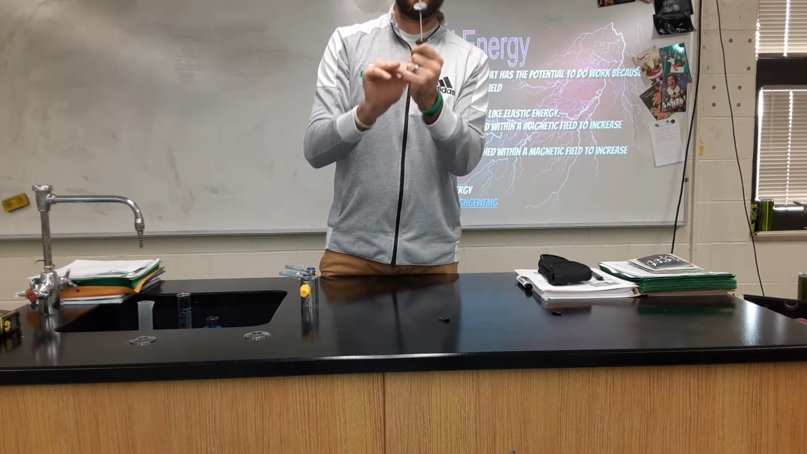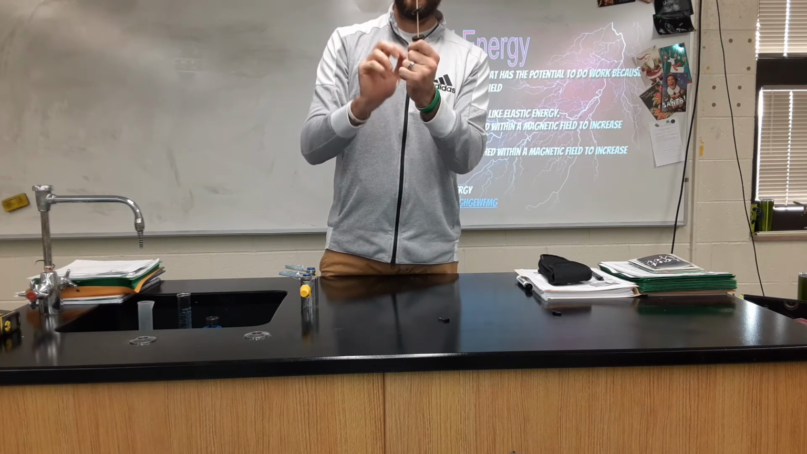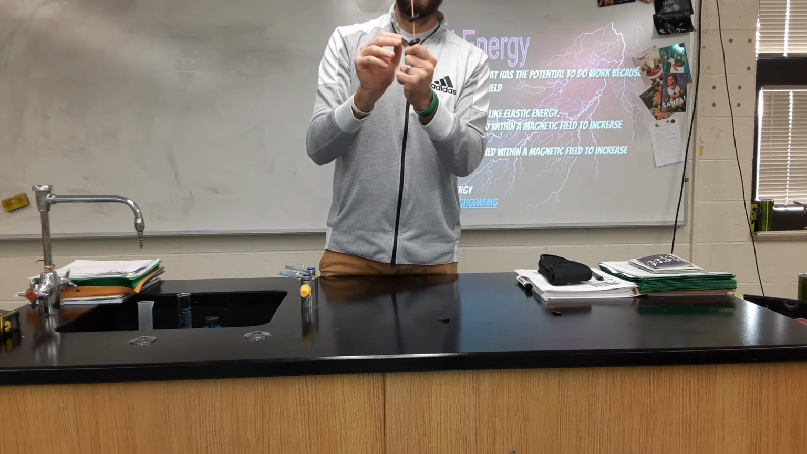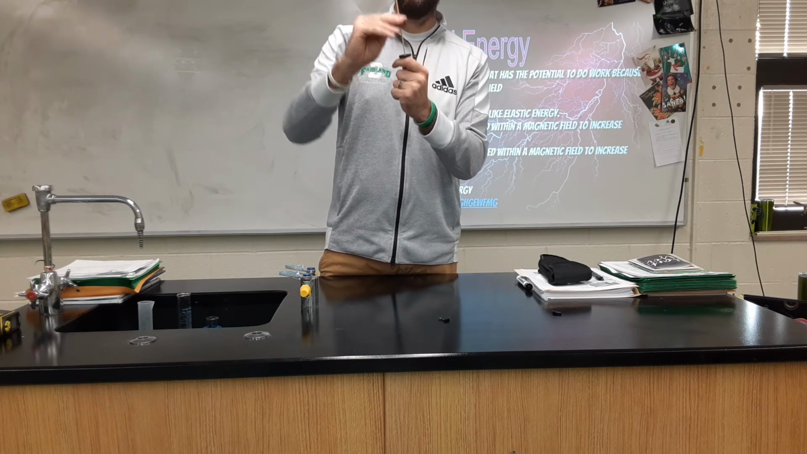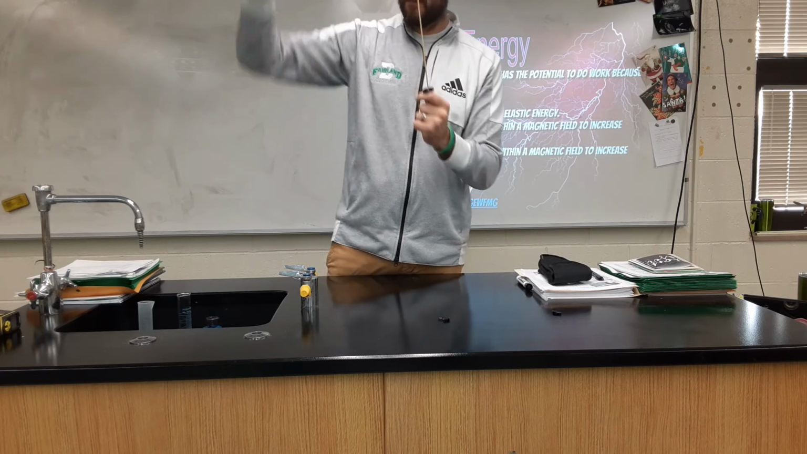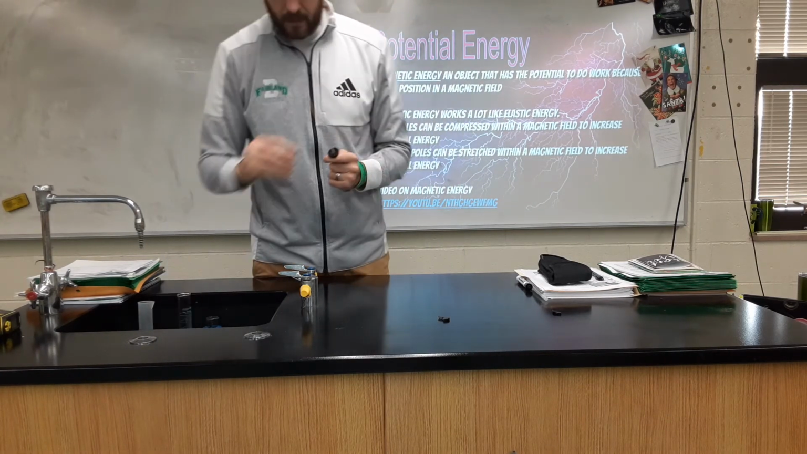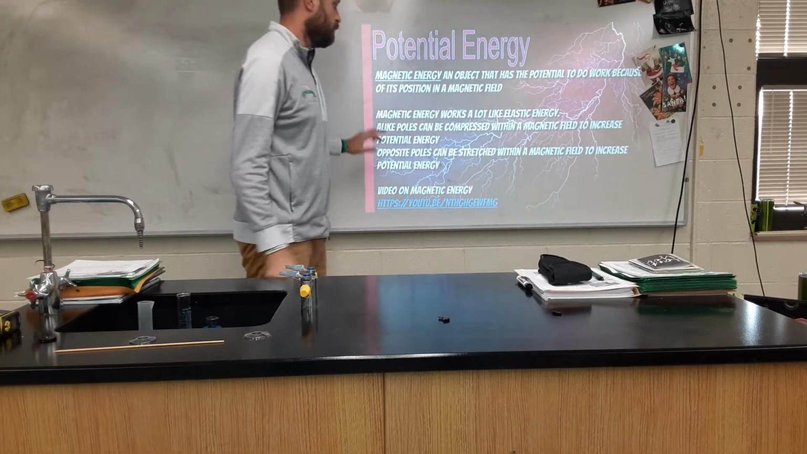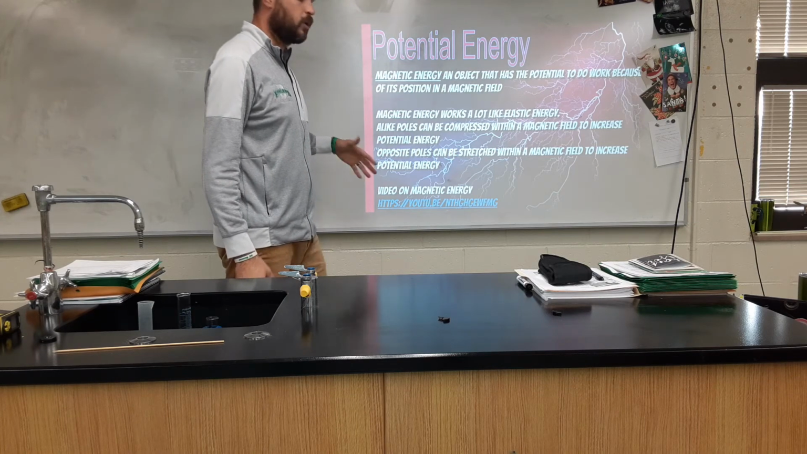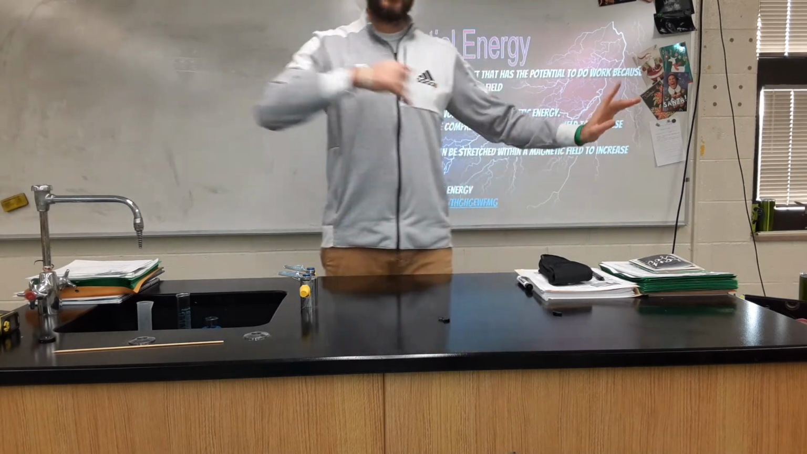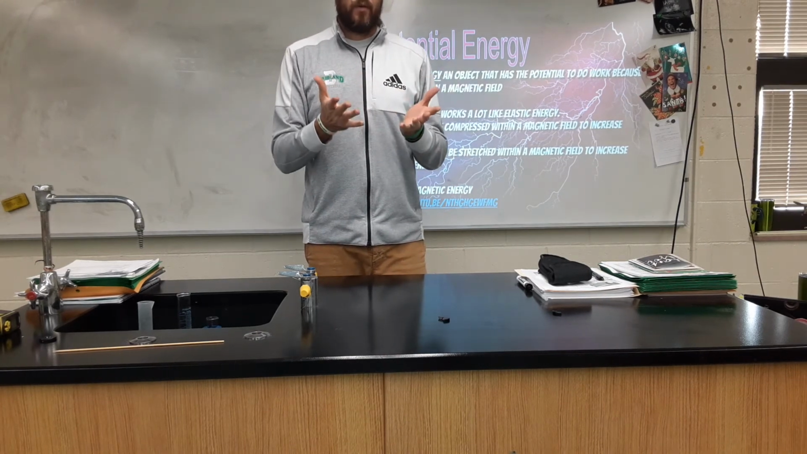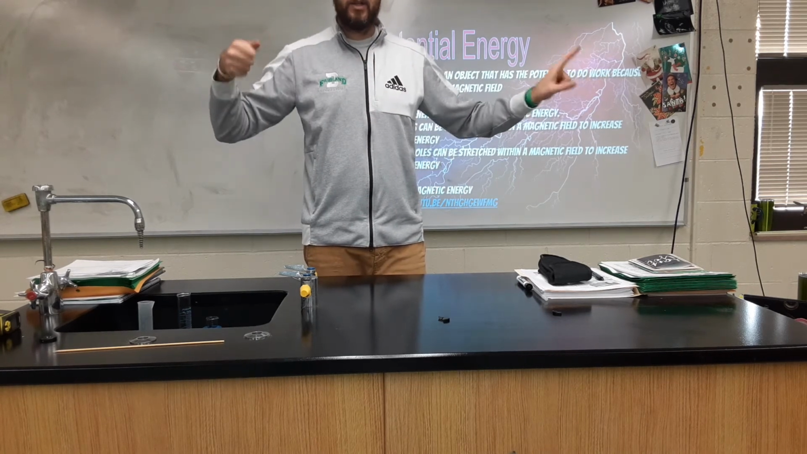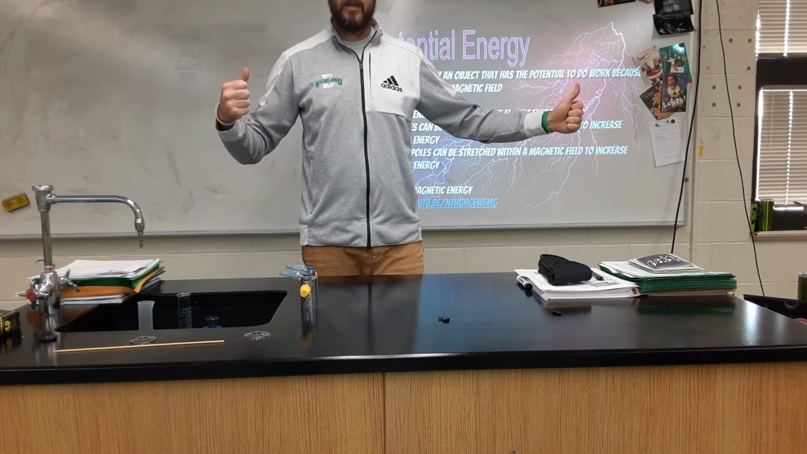Okay? So alike poles, just think of it like a spring. The more I compress it, the more energy I put in it. Like I said, if I really compress this and let it go, this would just go flying off. Okay? Now, opposite poles can be stretched with the magnetic field to increase. So it's like a rubber band. Remember the rubber band I stretched because of its position? When it was relaxed, it didn't have any potential energy. But when I stretched it, I changed its position. Just like the bow, I stretched it, I changed its position.